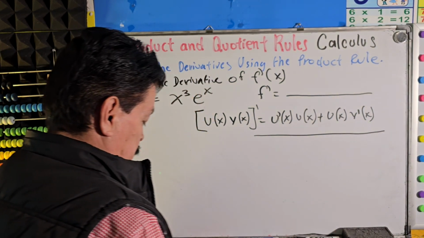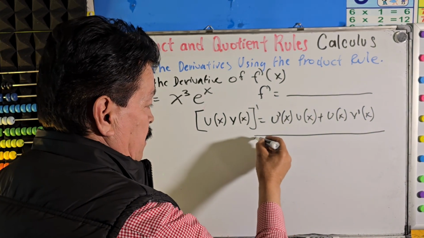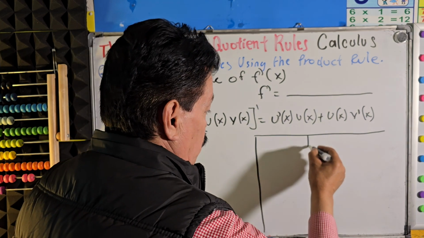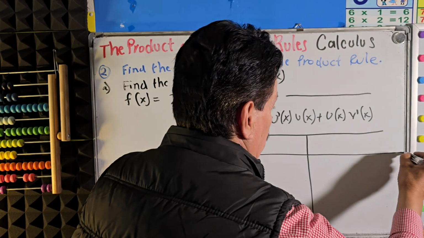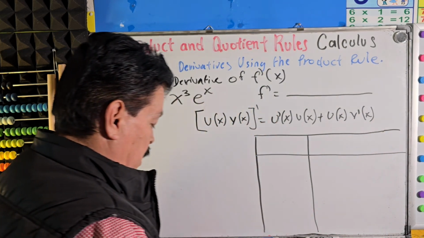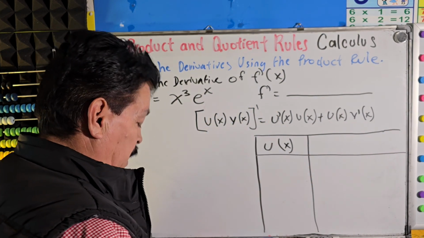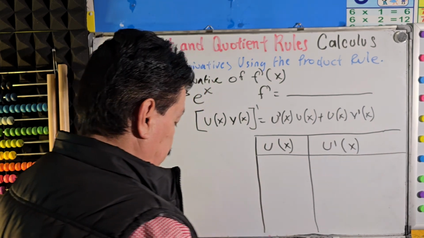We have to remember these ideas. This is very important to solve that problem. We show you this little table. In this table, we have to know these values. We have in this section x, u of x, and then u prime of x.